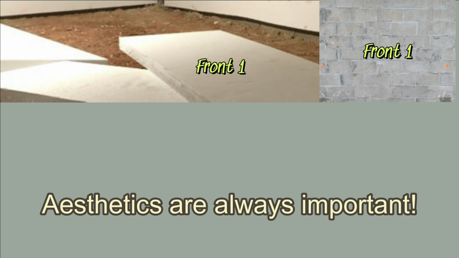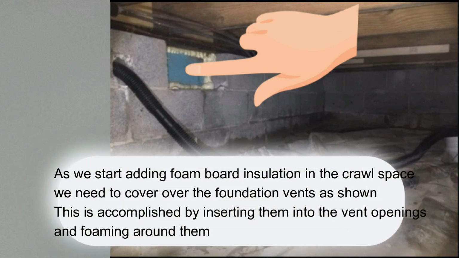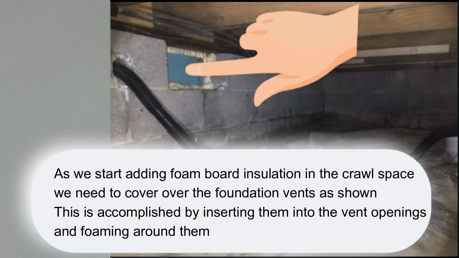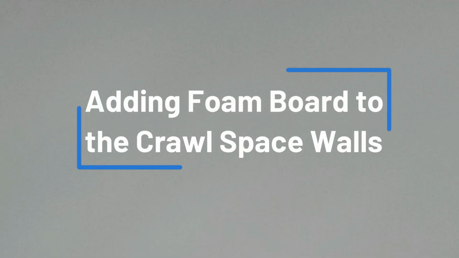As we start adding foam board insulation in the crawl space, we need to cover over the foundation vents as shown. This is accomplished by inserting them into the vent openings and foaming around them, adding foam board to the crawl space walls.